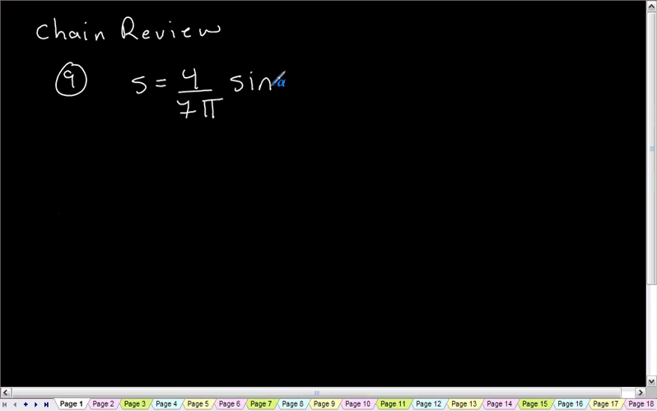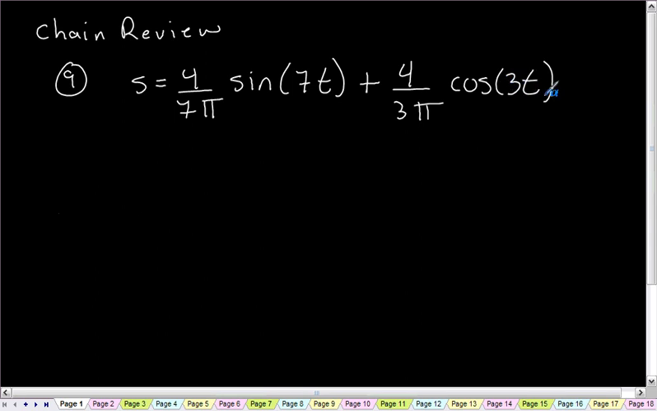times sine of 7t plus 4 over 3 pi cosine of 3t. That's the actual problem. The one I wrote down before, I wrote down the wrong problem. For this one, we use the chain rule.